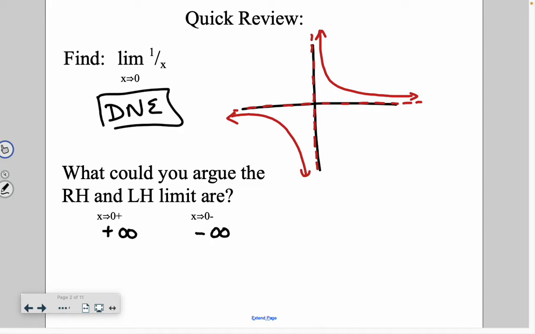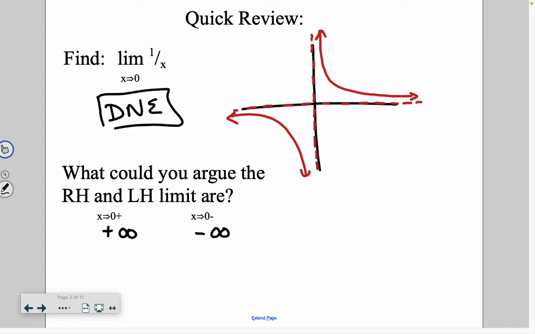In general, by the way, I'll give you kind of a general rule here as well. Anytime you have a vertical asymptote, your graph is always going to be going to positive and negative infinities on each side. Okay? So just as a heads up, which means the limit more than likely does not exist at a vertical asymptote. That's the idea of what's going on.